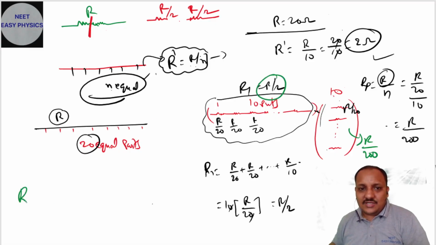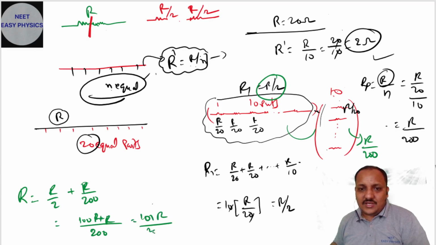Now what is the total resistance? R by 2 plus R by 200, because these two are connected in series. What is LCM? 200. So 100 R plus R, so 101 R by 200. This is the effective resistance. Understood? So if resistors or wire are divided into equal parts, depending on the combinations, we are going to get results like this.